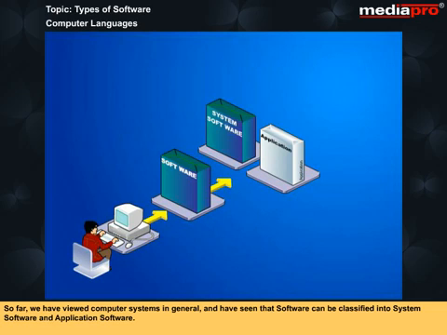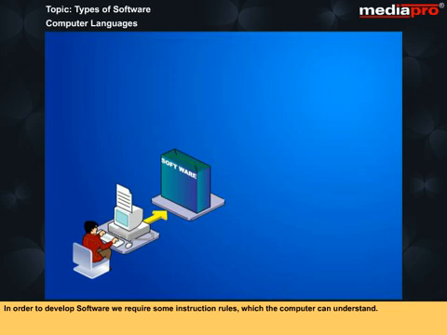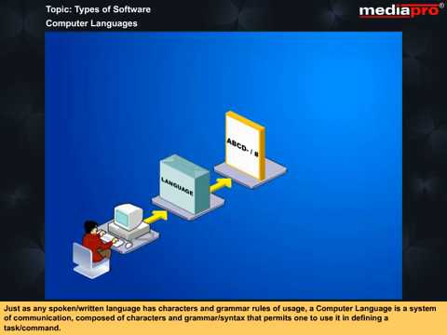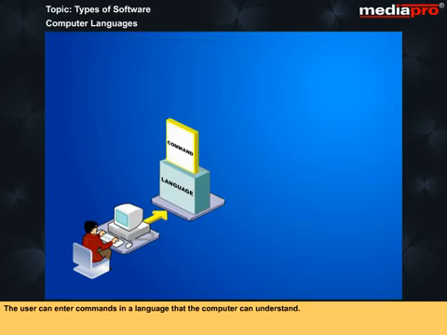So far, we have viewed computer systems in general and have seen that software can be classified into system software and application software. In order to develop software, we require some instruction rules which the computer can understand. It is for this purpose that we also have computer languages. Just as any spoken or written language has characters and grammar rules of usage, a computer language is a system of communication composed of characters and grammar or syntax that permits one to use it in defining a task or command. The user can enter commands in a language that the computer can understand.